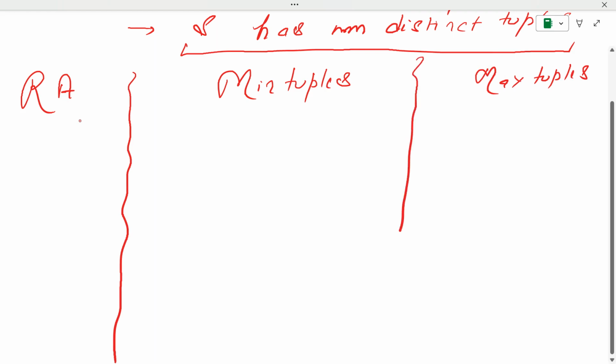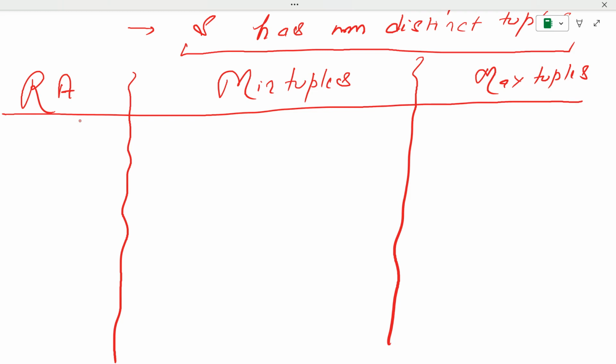Let's see how to obtain this. If we are doing the cross product of R and S, then the minimum and maximum number of tuples in the result depend on R and S. Let's say that R and S are non-empty. So the minimum number of tuples is n into m, and the maximum is also n into m.